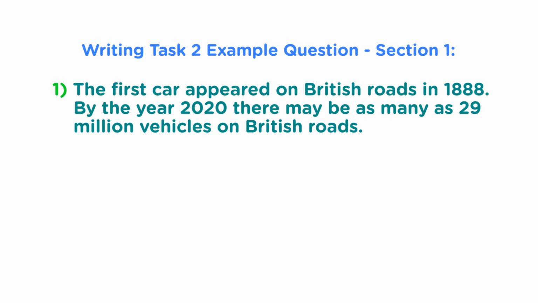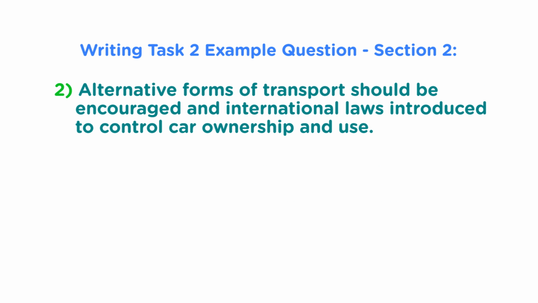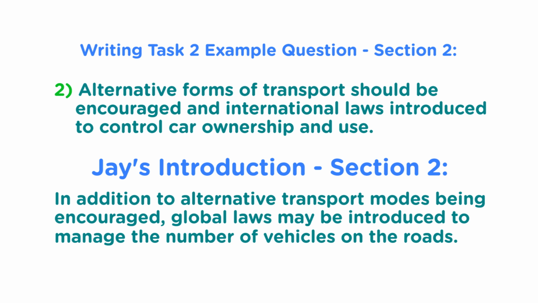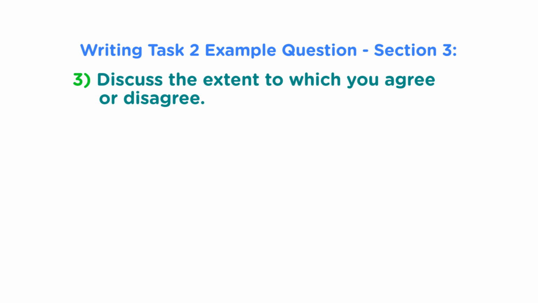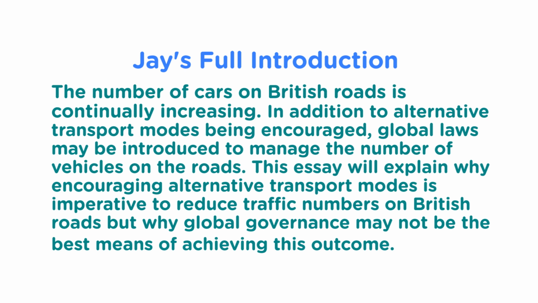The first car appeared on British roads in 1888. By the year 2020, there may be as many as 29 million vehicles on British roads. The number of cars on British roads is continually increasing. Alternative forms of transport should be encouraged and international laws introduced to control car ownership and use. In addition to alternative transport modes being encouraged, global laws may be introduced to manage the number of vehicles on the roads. Discuss the extent to which you agree or disagree. This essay will explain why encouraging alternative transport modes is imperative to reduce traffic numbers on British roads, but why global governance may not be the best means of achieving this outcome. The full introduction looks like this.